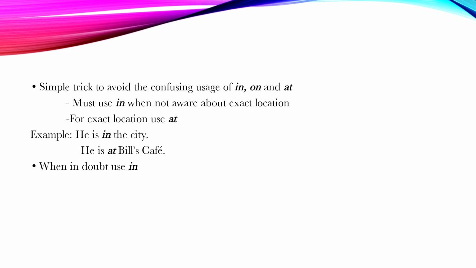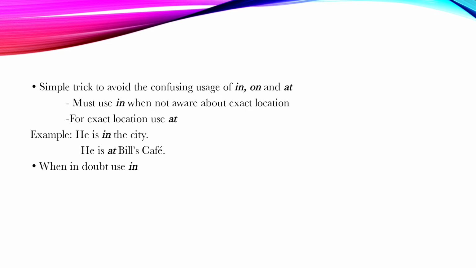Now moving on, here comes the second preposition, on. Simply, we can say that on is used to show position, on a particular position: on the table, on the chair. So it shows the position of a thing. That is the first usage.